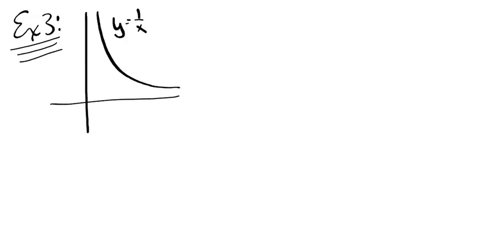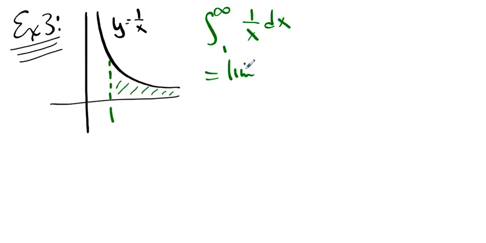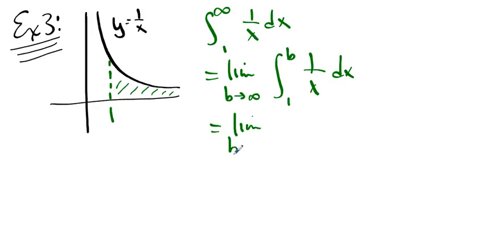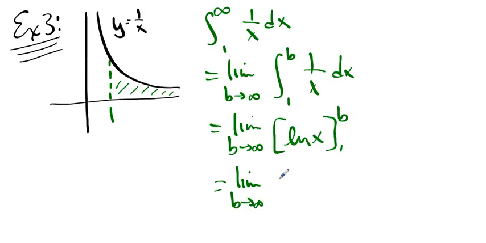This is 1 over x. From 1 on out, the integral from 1 to infinity of 1 over x dx is the limit as b approaches infinity of this thing. Well, I know how to do that. That's natural log x from 1 to b. So you sub in b, sub in 1, and subtract. But we know what happens to this as b gets large. That's unbounded.